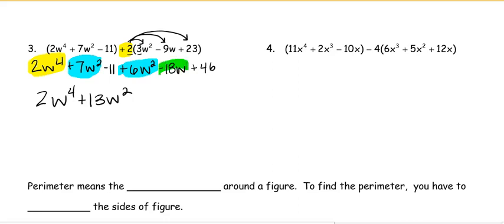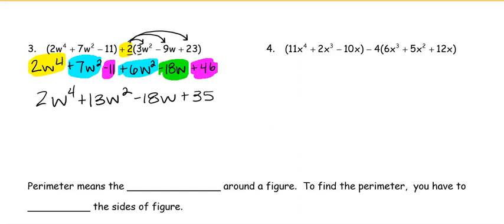We do have a w. So we say minus 18w. And then last but not least, our constant numbers. So negative 11 and 46, which gives us positive 35. And since you cannot combine any more like terms, that's your answer.